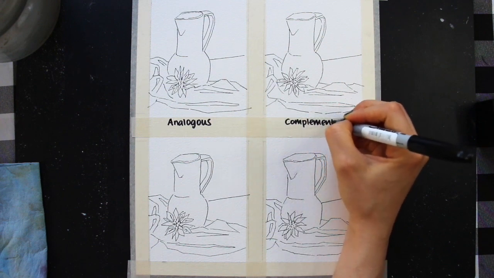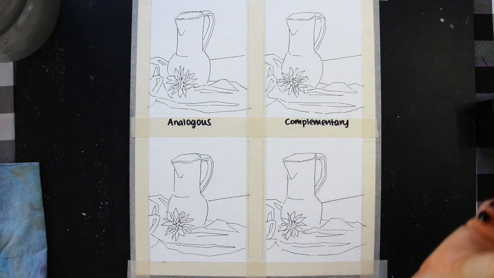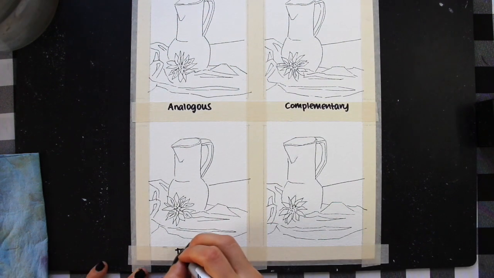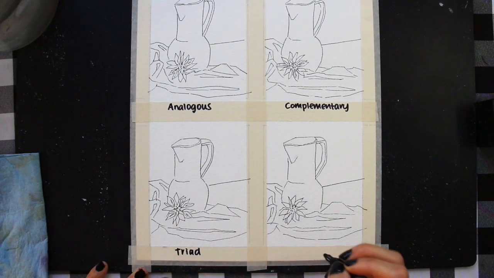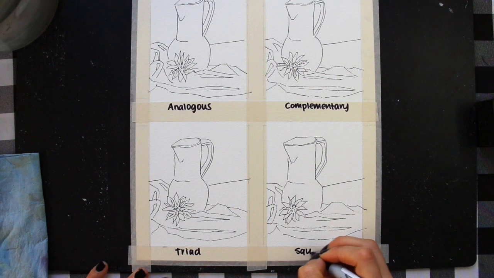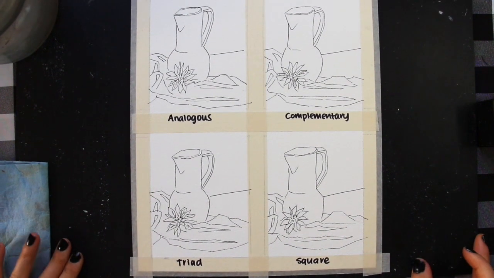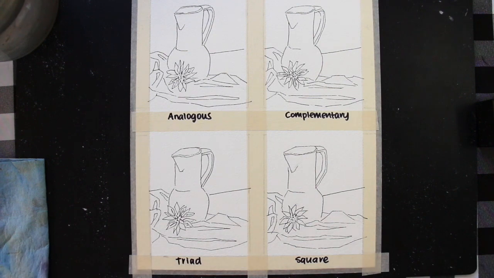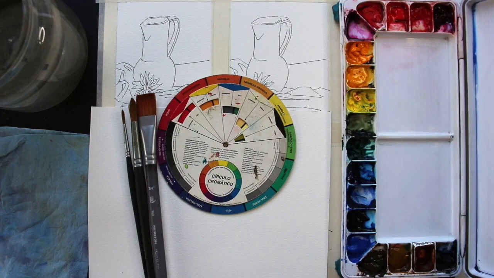Right here, I am picking the color schemes that I'm going to be exploring today. I decided to go with the analogous color scheme, the complementary color scheme, the triad, and the square. And I'm just labeling these with a black Sharpie before moving forward so that I don't get confused, and I can label them later for future reference after everything has dried.